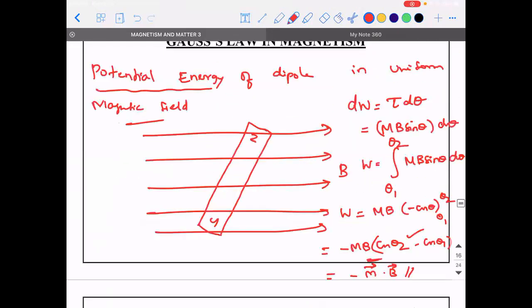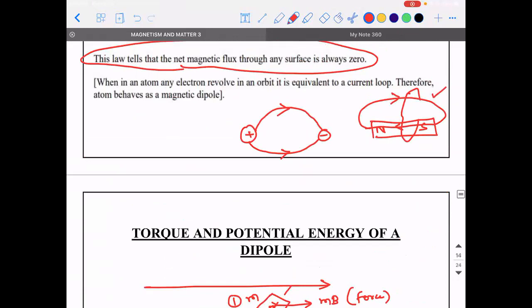With Gauss law for magnetism, we have completed the first part. In the next class we'll see the third part, then we'll come to the second part, because the third part is slightly tedious. For you to understand that, you need to revise continuously.